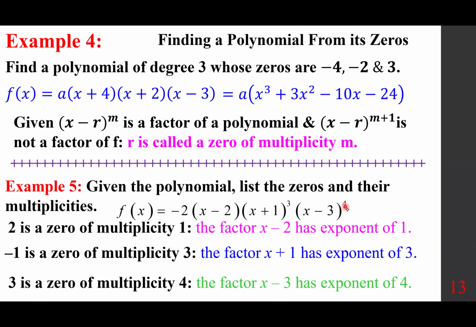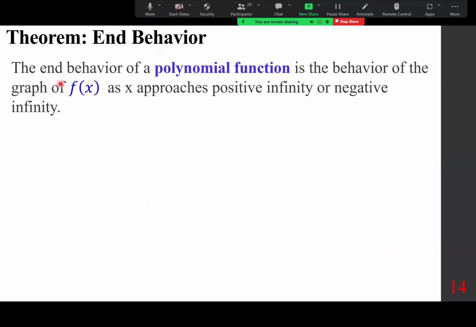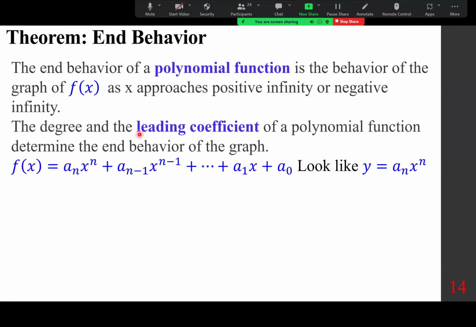So pretty straightforward. And end behavior. The end behavior of a polynomial function is the behavior of the graph of f of x as x approaches positive infinity or negative infinity. The degree and the leading coefficient of a polynomial function determine the end behavior of the graph, where f of x equals a sub n x to the power of n all the way to a sub 0. This will look like a sub n x to the power of n.